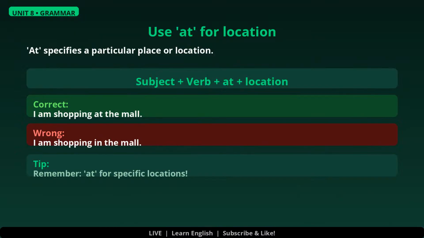Here's an important grammar point. Use at for location. At specifies a particular place or location. For example, I am shopping at the mall. A helpful tip, remember, at for specific locations.